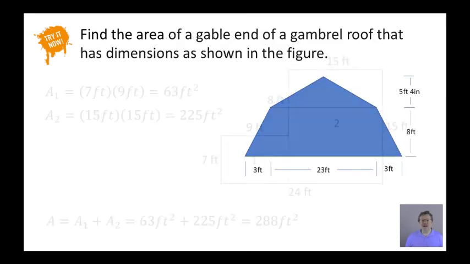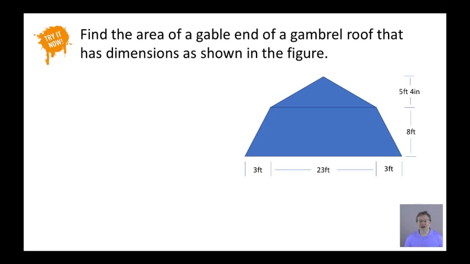Here's another example of an area problem that really involves dividing the figure into 2 different parts. This is an area of a gambrel roof that has dimensions like this. You can actually think of this as 2 shapes in one, a triangle on top and a trapezoid on bottom. You can consult your formulas for calculating the areas of both of those things, but take some time to calculate the full area of the gable end of this gambrel roof.